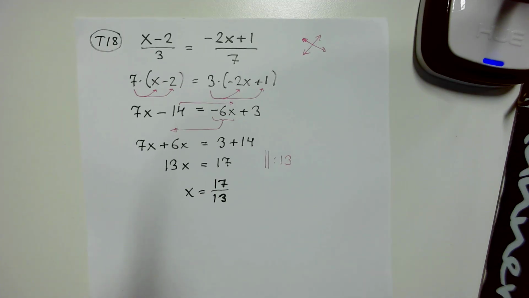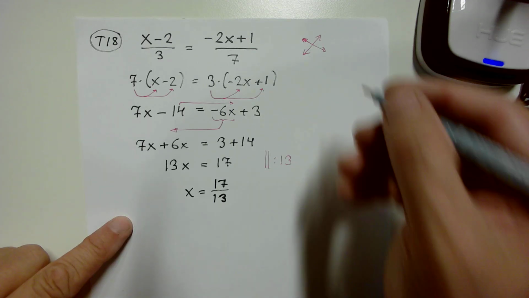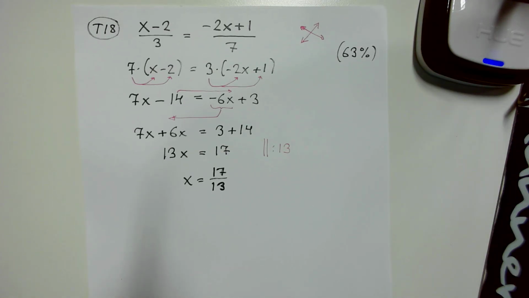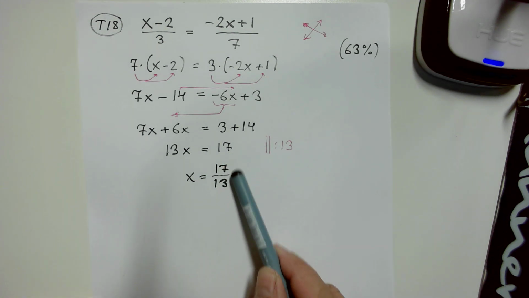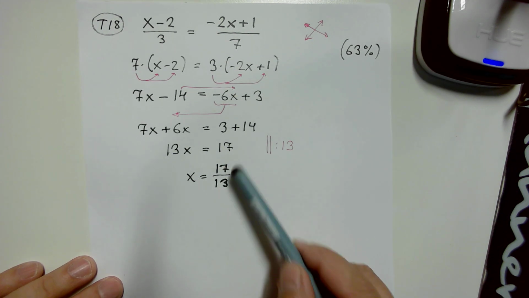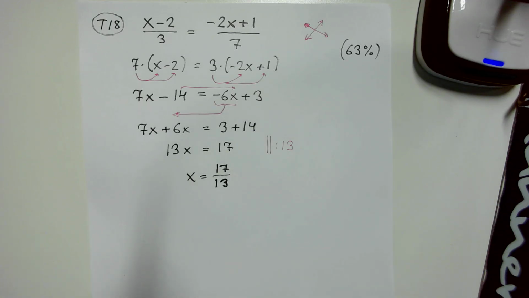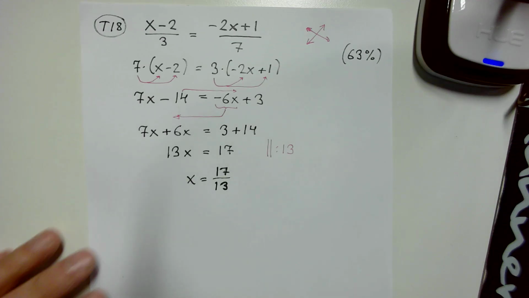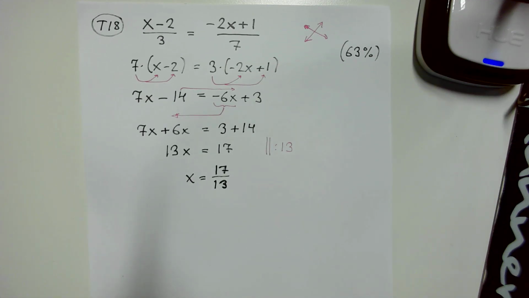By the way, this was a problem which was answered correctly by 60%, 63% of students who took this test on Friday. So about 2/3 could do this correctly. I think the most common error was this dividing in the end of the problem. It was in wrong order. The most common wrong answer was 13 divided by 17. But you have to be careful.